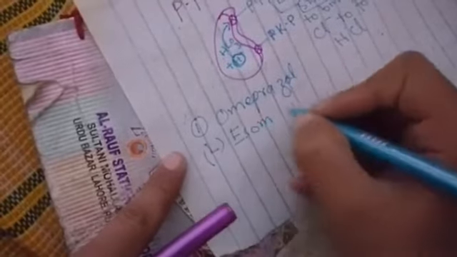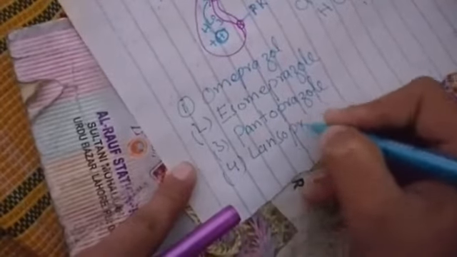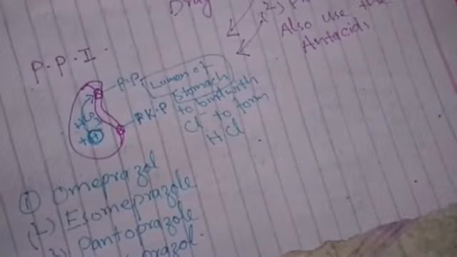So now these are the drugs of proton pump inhibitor: omeprazole, esomeprazole, pantoprazole and lansoprazole.